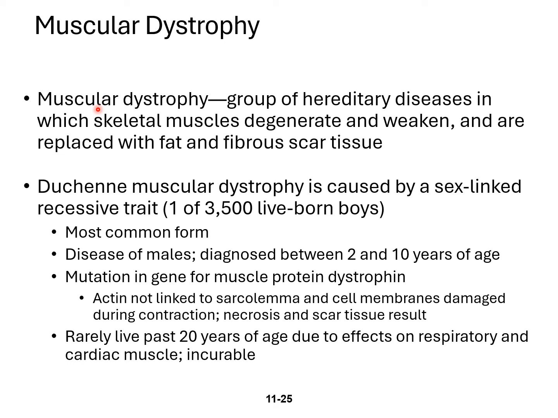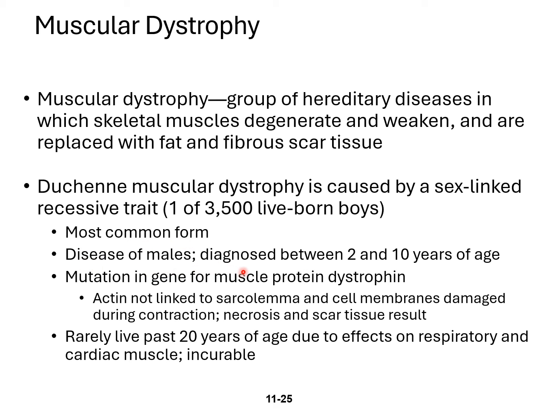A couple of little diseases. We have muscular dystrophy. This is how we're going to end this chapter. This is a group of hereditary diseases in which skeletal muscles degenerate and weaken and are replaced with fat or fibrous scar tissue. You have Duchenne's muscular dystrophy. It is caused by a sex-linked recessive trait.